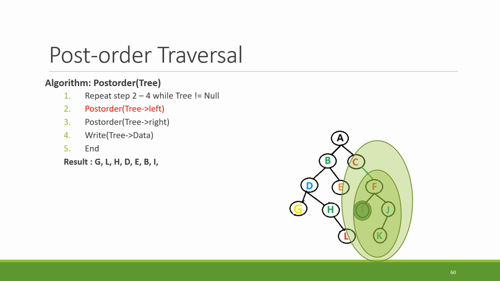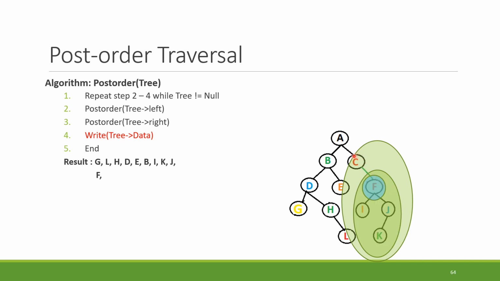Then go for its right subtree. In this right subtree, go for left, right and root. So there is no right. So read K, then J. Now in the F subtree, I is already traversed, K and J are traversed. So go for the root.